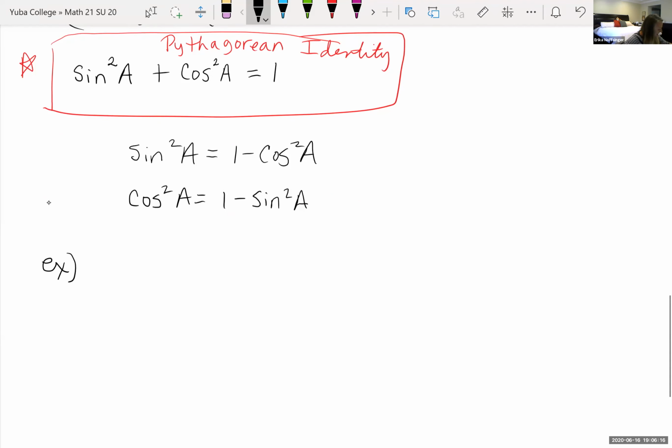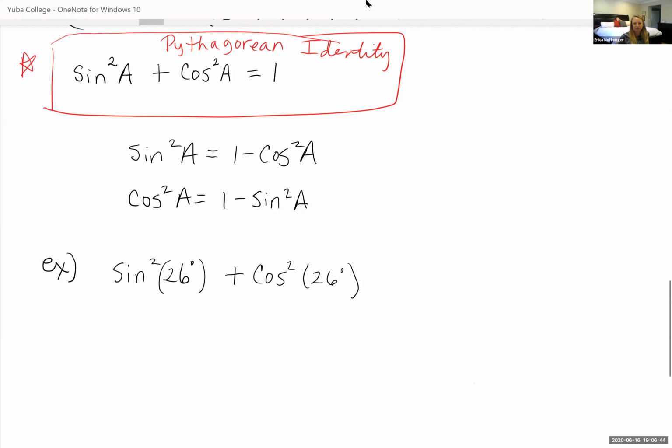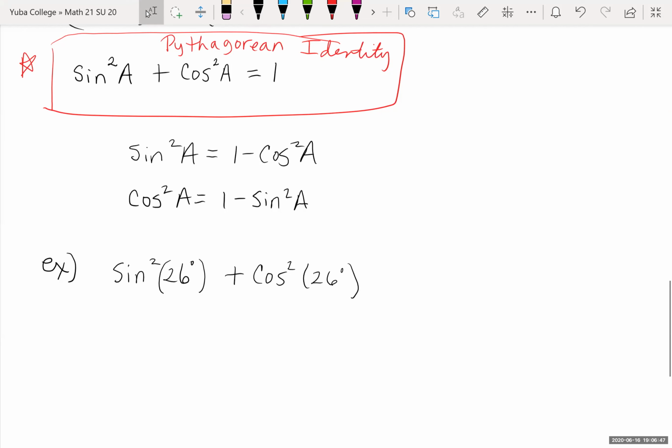So let's say you had sine squared of 26 degrees plus cosine squared of 26 degrees. By this identity up here, what do we know that's equal to? One. Yay. So sine squared of the same angle plus the cosine squared of the same angle is equal to 1.